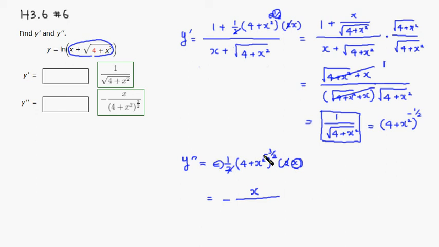So because of the negative power, we know that the quantity 4 plus x squared sits on the bottom. Then you have a 3/2 power, so 3/2, right? And so this is the y double prime, right? So you can see that we got exactly the same thing. All right, that's it. I hope that this was clear.